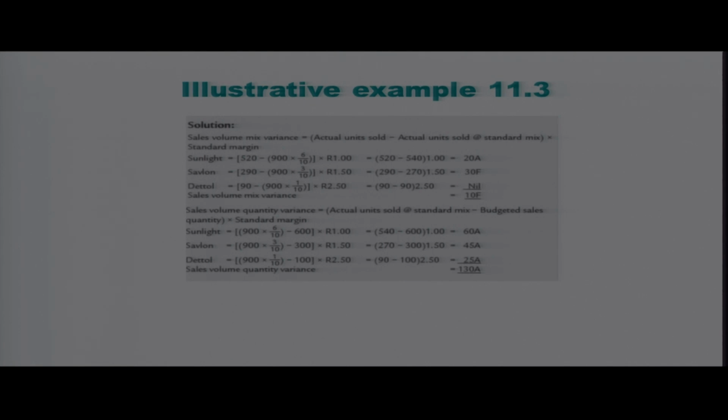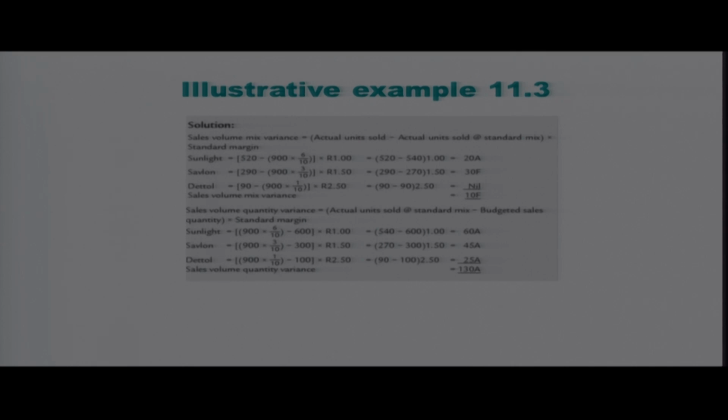Then for Dettol, 90 units were sold minus 900 multiplied by 1/10, multiplied by 250, and that will give us a variance of 0. Remember, 0 means that there is no variance. So what we had budgeted and what we had actually sold is equal. That is why we have 0.